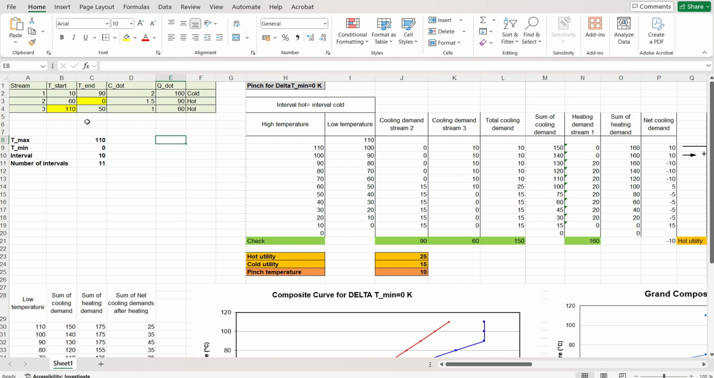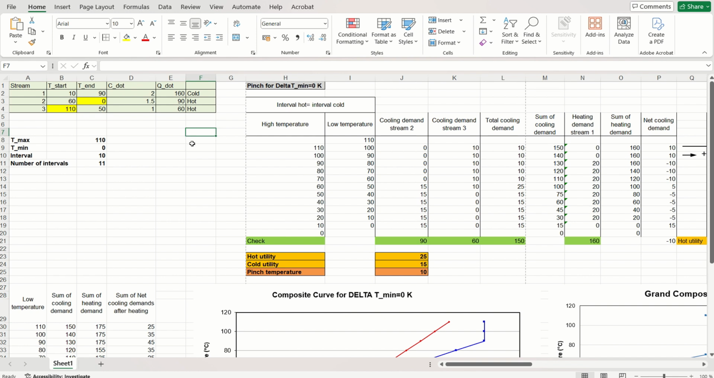Now let's see how pinch analysis is calculated numerically in Excel. For which, let's start with the same example as we have shown in the presentation with 2 hot streams and 1 cold stream. And now we will perform the pinch calculation for 2 cases.